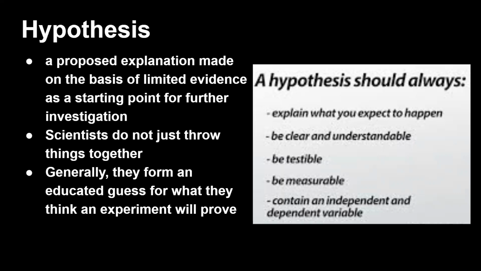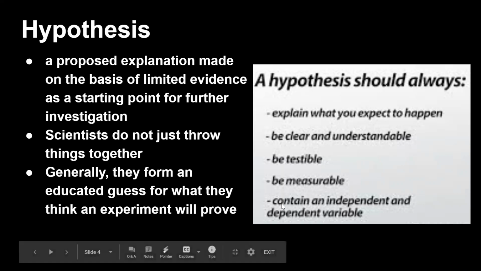So, like I said, it's an educated guess, but you need to explain what you expect to happen in your experiment, in your hypothesis. Your hypothesis has to be clear and understandable. It has to be testable and measurable, which is super, super important. You guys, if you come up with a hypothesis that you cannot test, I will tell you to turn around and try again. And the last thing is that the hypothesis has to contain an independent and a dependent variable, which I'll explain in a second.